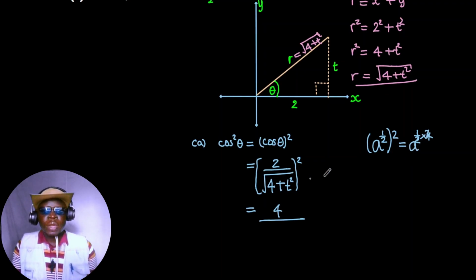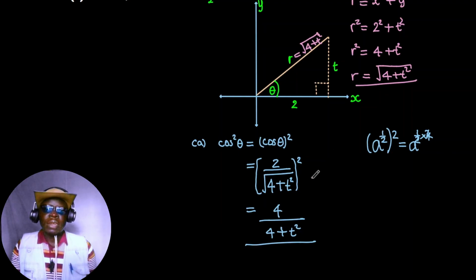So the square root is the same as the 1/2. Therefore, the square root sign will disappear from the denominator, and we have only 4 plus t square, and that becomes the solution for part A of this question.